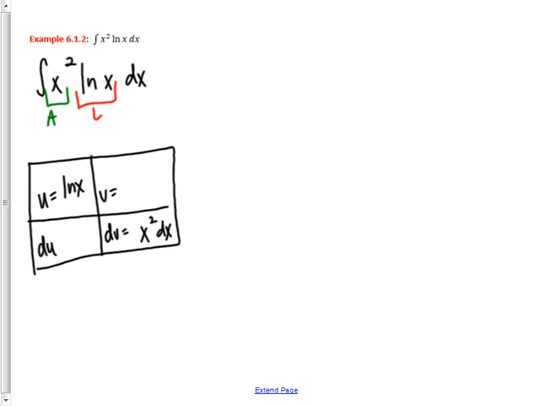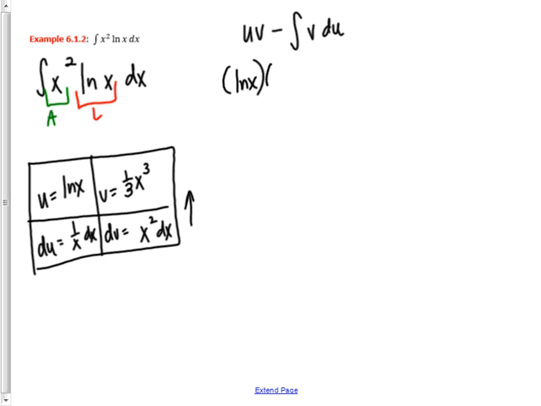Alright, so if I have u, du is just the derivative. The derivative of the natural log of x is 1 over x dx. And when I go up, I have to integrate. So integrate that, I get 1/3 x cubed for v. So my answer is uv minus the integral of v du. So let's plug in u, v, minus the integral of v du.